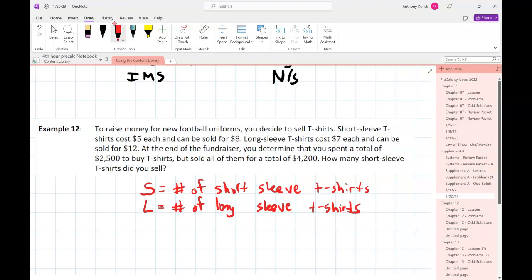Next thing I'm going to do is go through and identify what the numbers I'm given in the problem mean. So the first number is $5. What is that $5 representing? Okay, what kind of t-shirt? Okay. So I'll say the cost per short sleeve t-shirt.